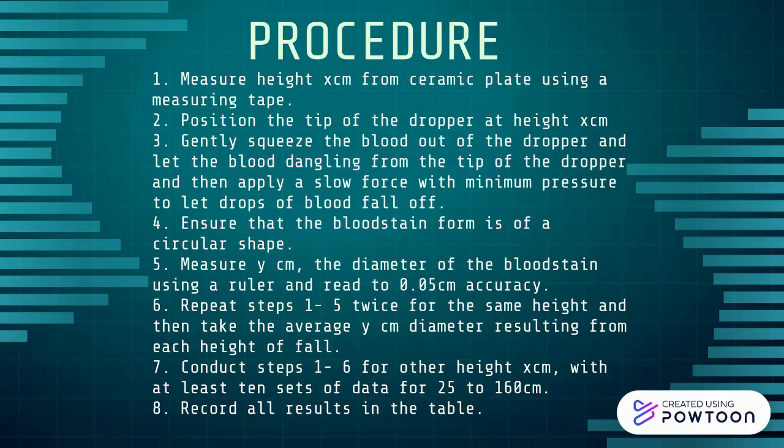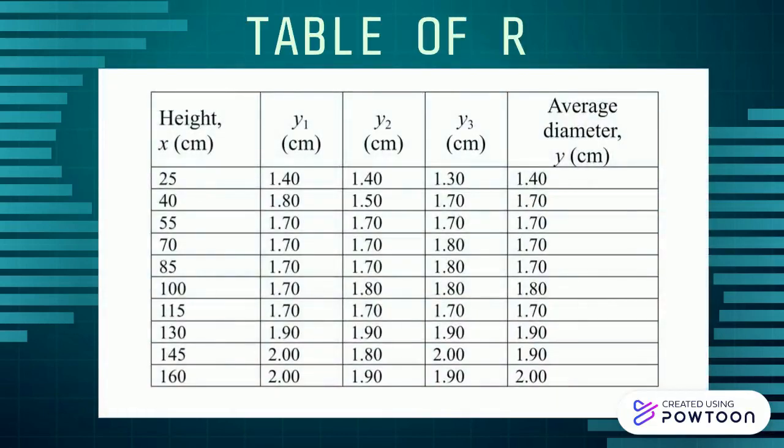Steps 1 to 6 were repeated for other heights of X centimeter, with at least 10 sets of data for heights between 25 and 160 centimeter being recorded, all of which are in the table as follows. From the table, we can see the overall trend of when the height from where the blood drop increases, the diameter of the blood spatter also increases. We have an anomaly of 1.70 cm diameter of blood stain when the height was 115 cm.